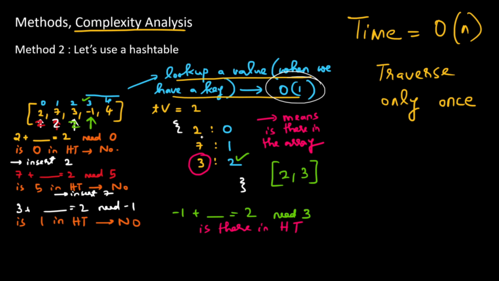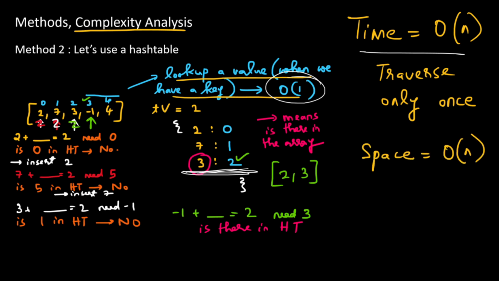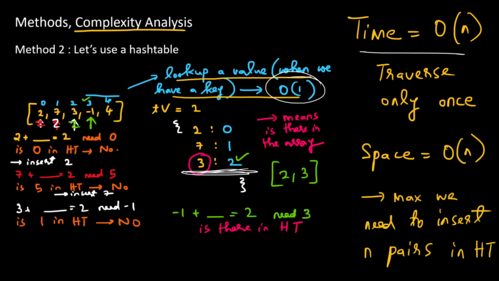So checking whether a particular value is in the hash table, and if it's there, taking the index, is a constant time operation. So that's not adding to our time complexity. So the time complexity over here is O of n, and the space complexity over here is also O of n, right? Because at most we need to insert n pairs into the hash table, right?